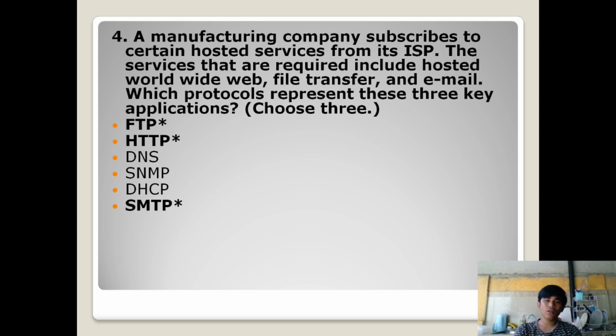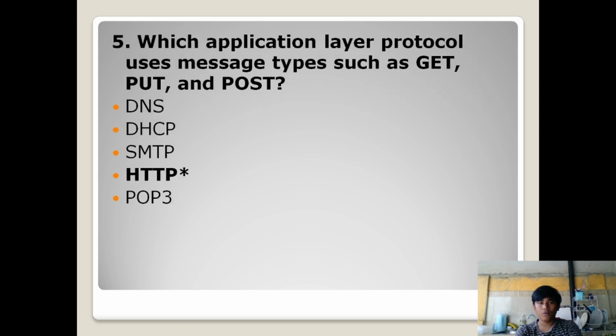A manufacturing company subscribes to certain hosted services from its ISP. The services that are required include hosted World Wide Web, file transfer, and email. Which protocols represent these three key applications? Choose three. So my answer is FTP, HTTP, and SMTP. Which application layer protocol uses message types such as GET, PUT, and POST? So my answer is HTTP.